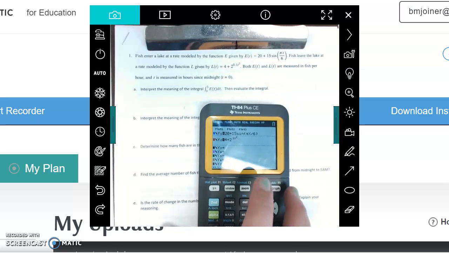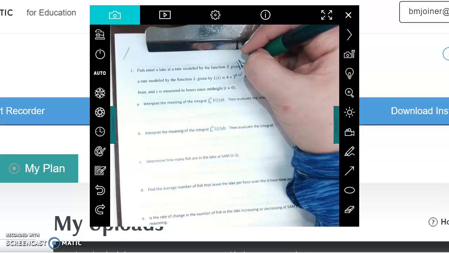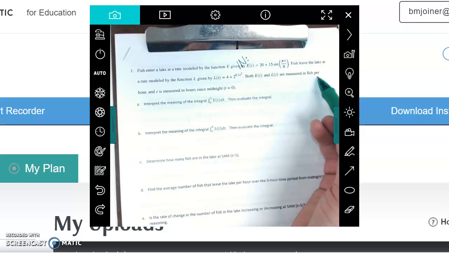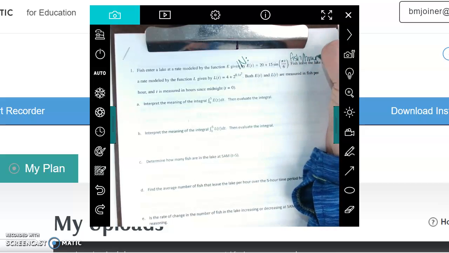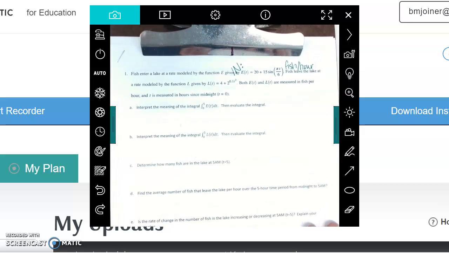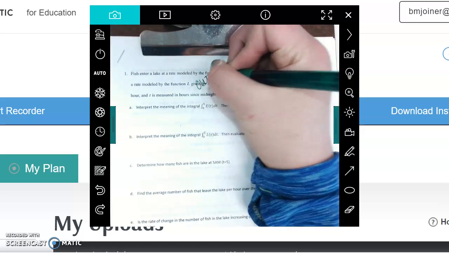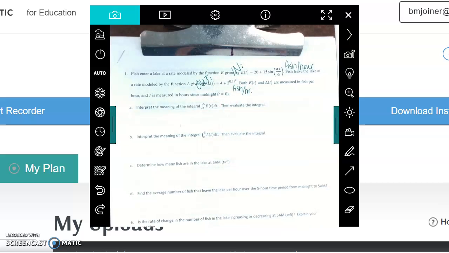Okay, so first thing, this is the rate that the fish are coming into the lake, so I'm going to call this my in. Also notice that it says here it's measured in fish per hour, so I'm going to put units on it. So that's in fish per hour. Then my second function is how fast the fish are leaving the lake, so this is my out function. And it says it's also measured in fish per hour.